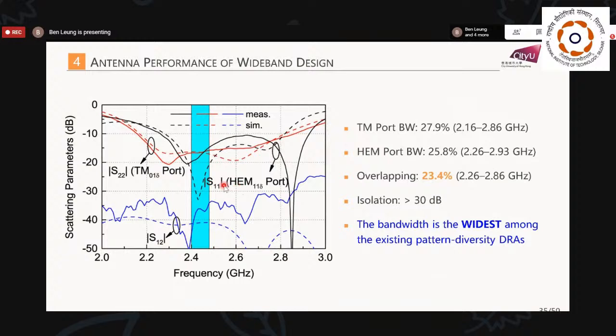Now, although our application is for the 2.4 wireless LAN band, actually, the overlapping bandwidth between TM mode and HEM mode is 23.4%. Now, this very wide usable bandwidth for this diversity antenna is the widest one among the reported pattern diversity DRAs. Now, this wide bandwidth is because we use the fundamental modes for TM and HEM mode families.